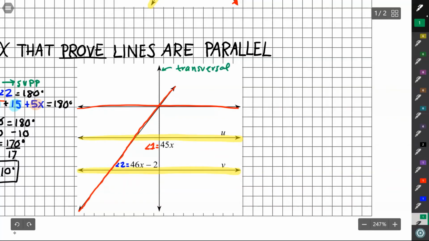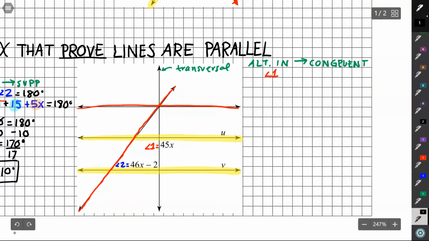And inside my parallel lines means I have alternate interior. And alternate interior is congruent. You can look at your table, or you can just remember, because this is the third one we do. Alright, so that means that angle 1 equals angle 2. And now we're just going to set up our equation.